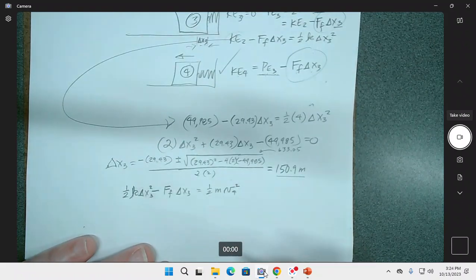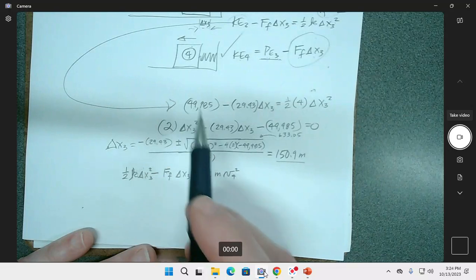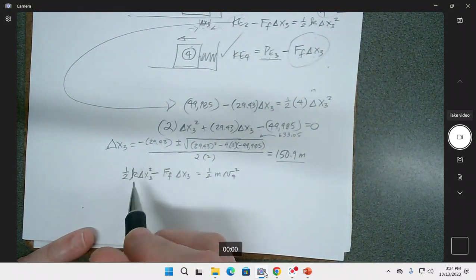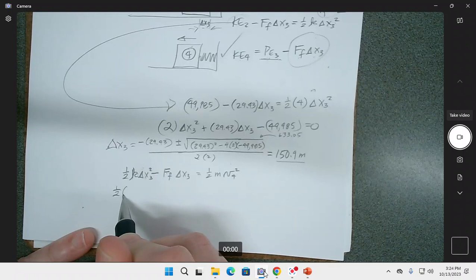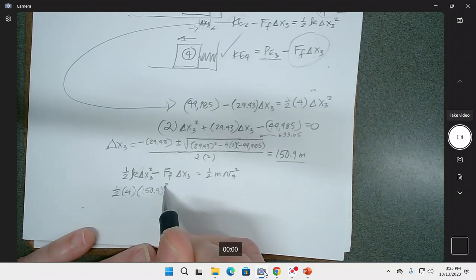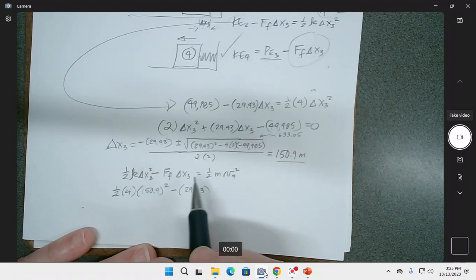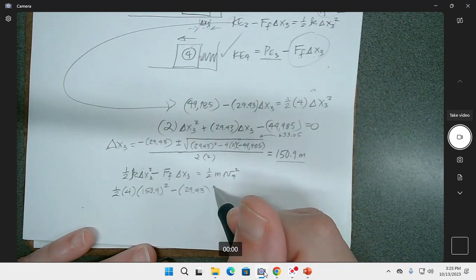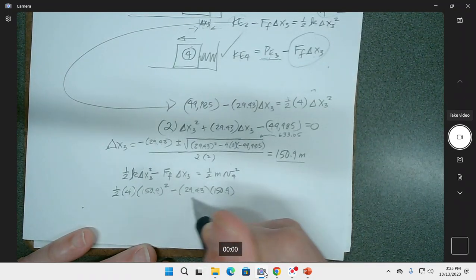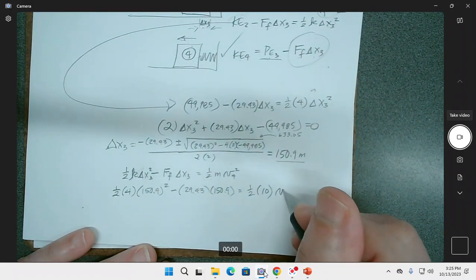And then F times delta X3 is going to be equal to 1/2 M V4 squared. And the difference here is that this doesn't add back. This subtracts again from the other guy. So it further reduces the energy. So 1/2 times whatever it is, 4 times 150.9 squared minus our 29.43. This is going to make a big difference. Get that 150 thing. 1/2 and then 10 and then V4 squared.